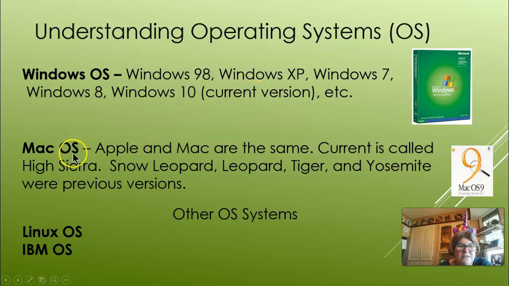The Apple OS, okay, Apple and Mac are the same. I think that this has changed. It's not High Sierra. But you notice they use names of animals or mountain ranges or things like that for their operating system. There's a couple of other operating systems that some businesses use. So that's just the system. That's what makes the computer run. Every computer has to have some kind of operating system or it wouldn't work. If your operating system gets corrupt, then pretty much you have to redo the whole computer.